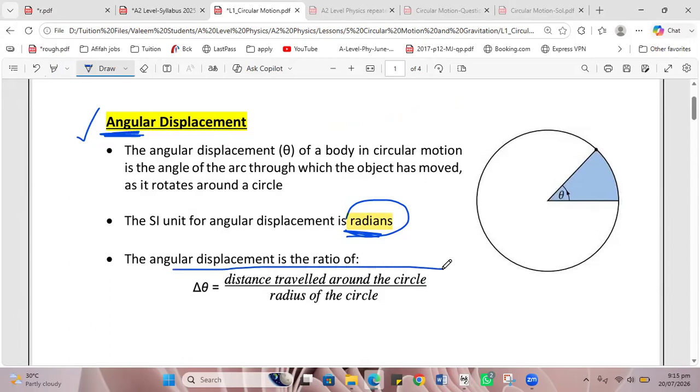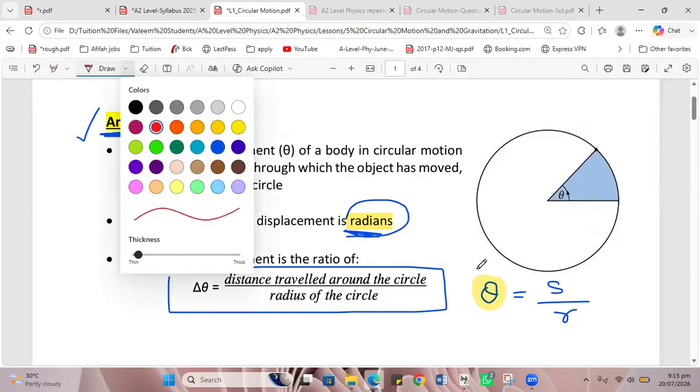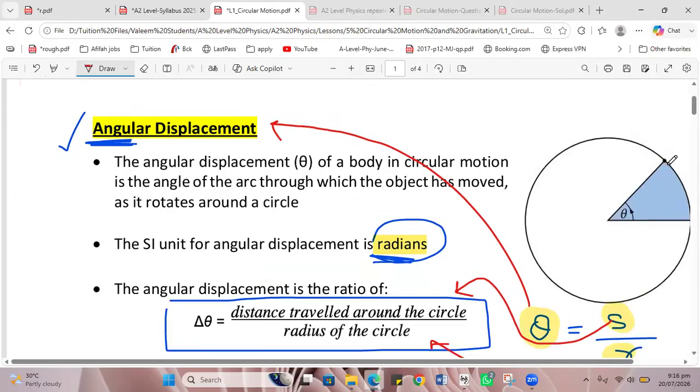Now, the formula for angular displacement is distance traveled around the circle divided by the radius of the circle. In terms of variables, you can just remember it like this: theta equals S upon R. Where theta is the angular displacement, S is the distance traveled around the circle, and R is the radius of the circle. Okay, what does it mean by distance traveled around the circle?